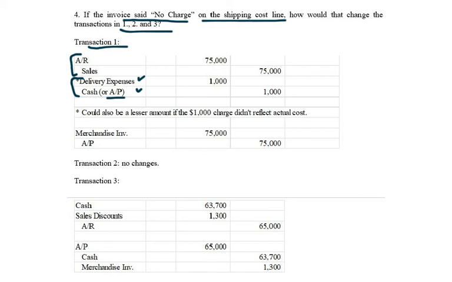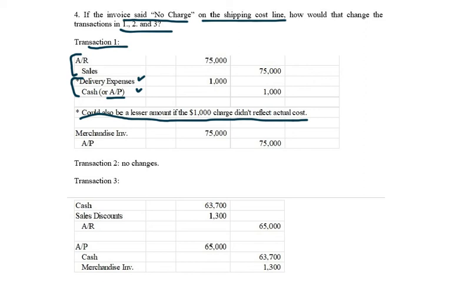in accounts payable. Now, this could be a lesser amount if the $1,000 you charged your customer wasn't what you actually paid out of pocket. Maybe it was some lesser amount, and that's what you would book here. In other words, that's going to the notion that this is some other form of revenue. So your actual costs, let's say, were only $500, so that's what you would book here: delivery expenses, debit, cash, or accounts payable, credit for the $500.